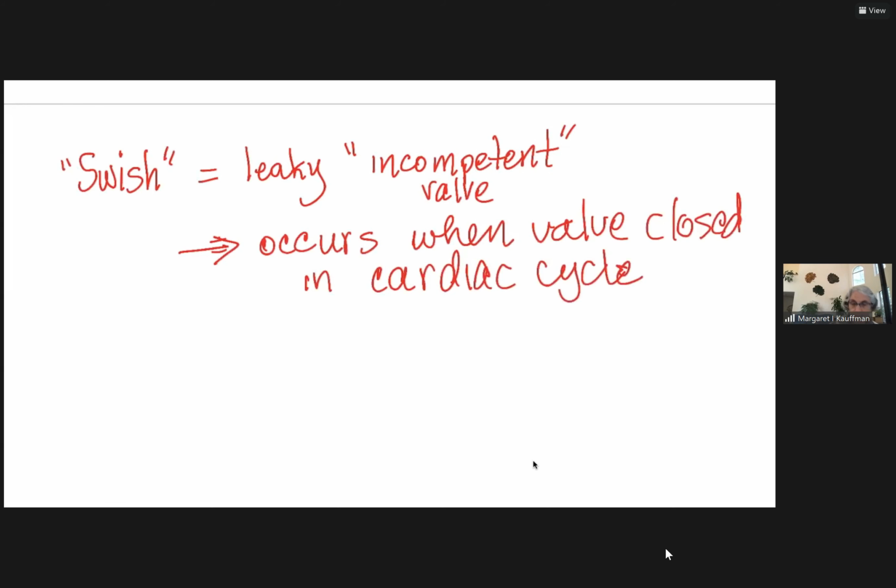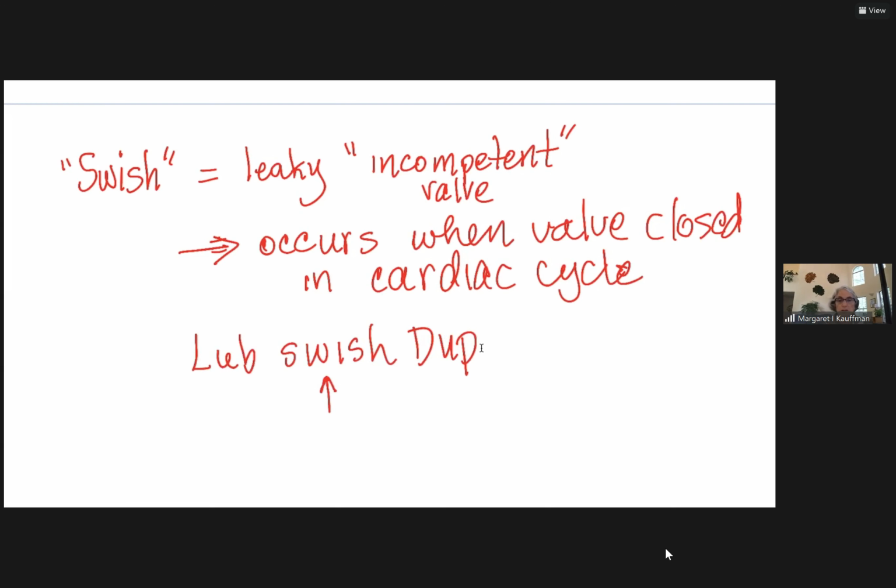That doesn't mean you have to tell me the name of that phase of the cycle, but you have to think about the cycle and say, if I'm hearing the sound lub, swish, dub, when I am right here in the cardiac cycle, which of the two types of valves are closed? The AV or the semilunar? Hopefully everybody who can, put it in chat, whether it's the AV or semilunar that's closed.